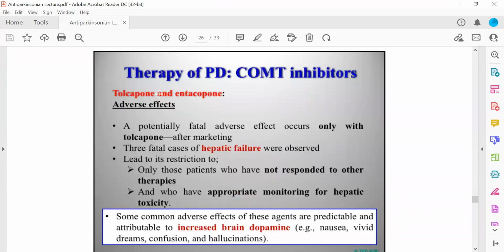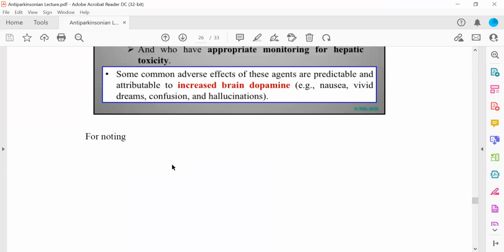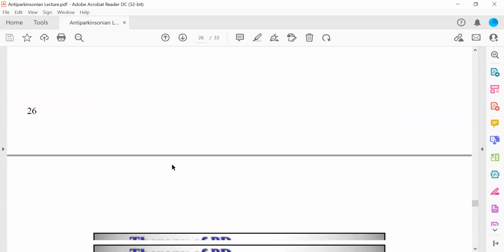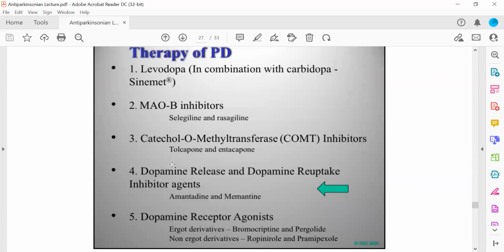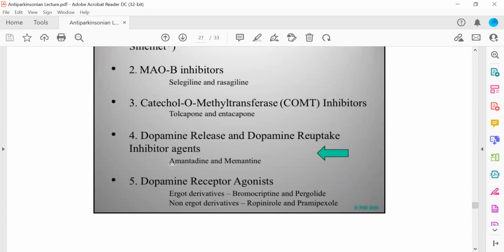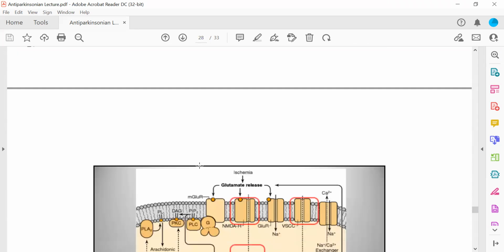The COMT inhibitors are also known to cause certain adverse effects. Please make a note of this, and maybe a nice MCQ question. Then we also have drugs that increase dopamine release and decrease dopamine reuptake. And these two drugs are amantadine and memantine.